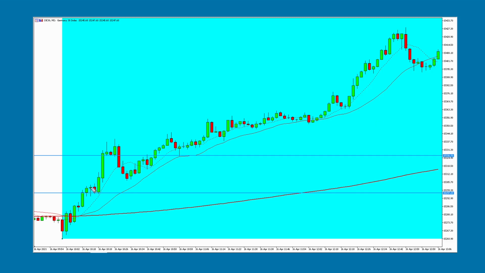So as soon as the price broke this first resistance here, you can see again the price holding. You can see not a big red candle to the downside.